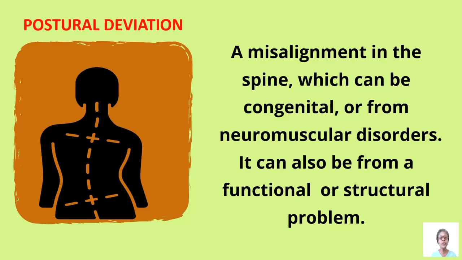Now there's one integral part of the skeletal system, and that's the spine, the backbone. This is the body's main support structure. This takes me to our topic today, postural deviation. Postural deviation is a misalignment in the spine. It can be congenital from birth or from any neuromuscular disorder like muscular dystrophy, poliomyelitis. It can also be a structural or a functional problem, which we'll discuss as we move along. So let's take a look at the most common postural deviation problems.